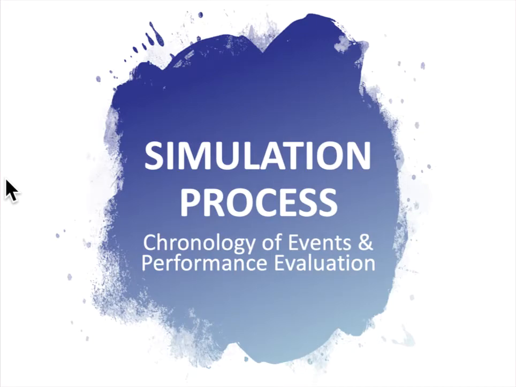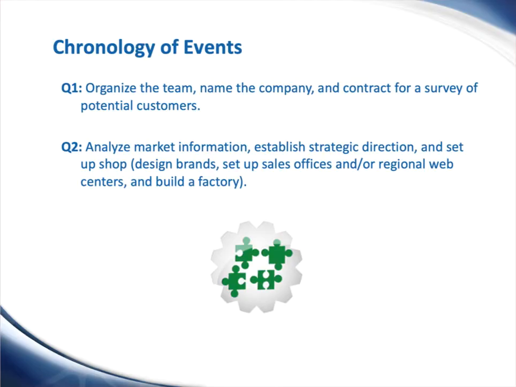Let's talk about the simulation process, specifically about the chronology of events, as well as the performance evaluation. We are starting out with decision making for quarter one. The decision making of quarter one is basically to organize your team, name your company, and contract for a survey of potential customers, their likes, dislikes, etc.